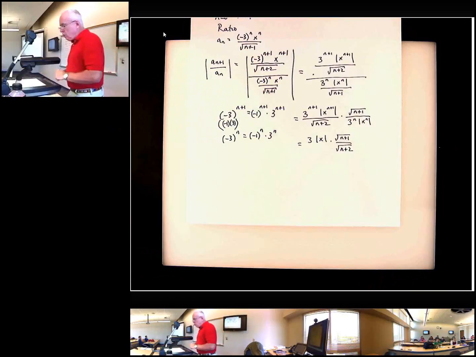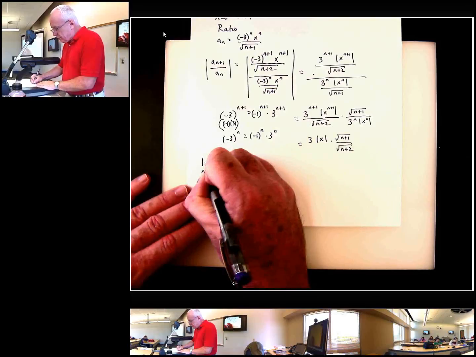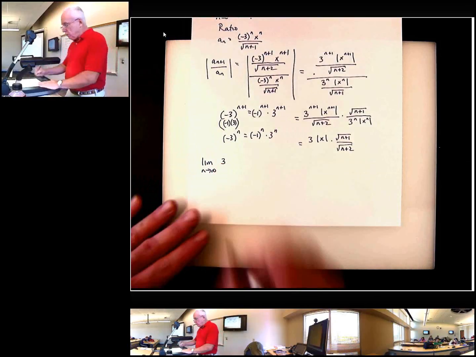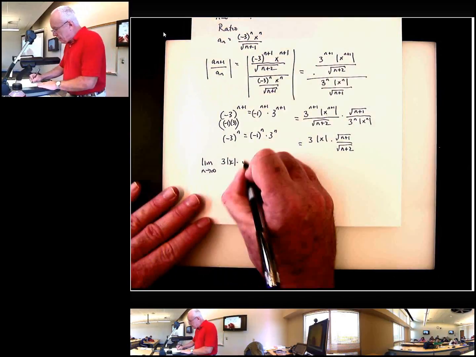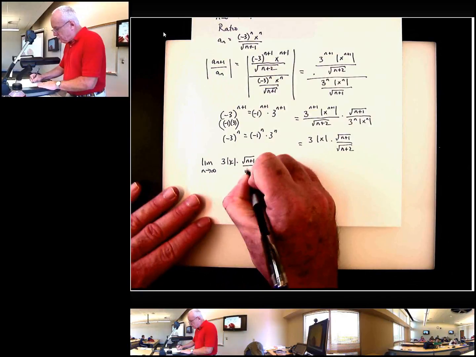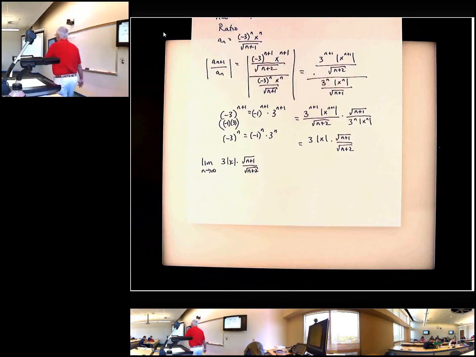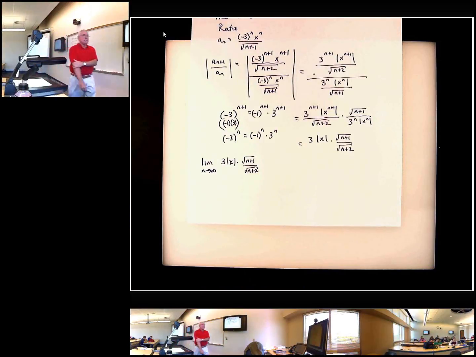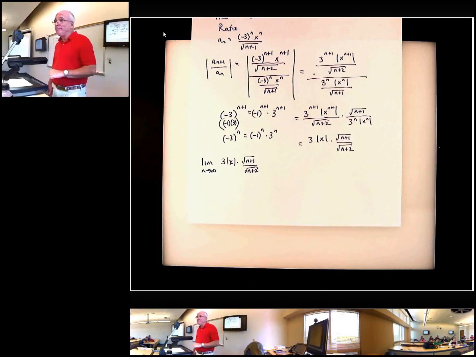So this is our quotient, and then what we want to do then is take the limit as that n goes to infinity. So we're looking at the limit as n goes to infinity of 3 times the absolute value of x times that square root of n plus 1 over the square root of n plus 2. All right. Well, what's that last fraction going to have as a limit when n gets bigger, bigger, bigger? It's going to be 1.